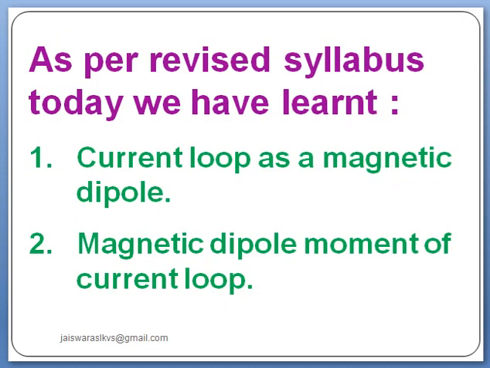So now let us see, as per the revised syllabus for the session 2020-2021, today we have learned number 1, that is very important. As per the syllabus, number 1, current loop as a magnetic dipole, and number 2, magnetic dipole moment, that is capital M of current loop. So now in this way we have completed these 2 points.